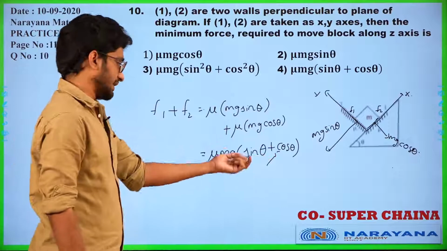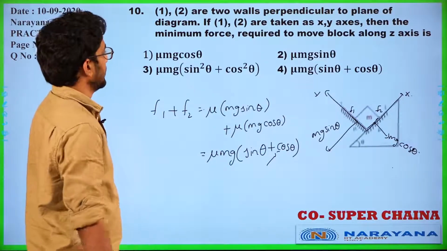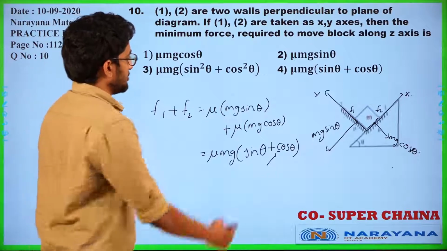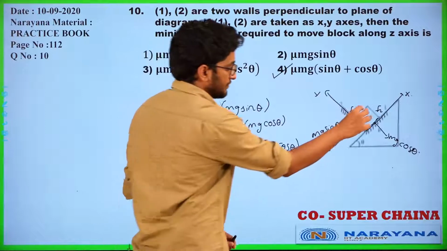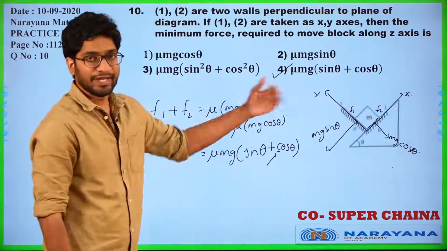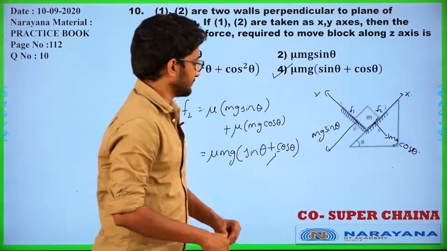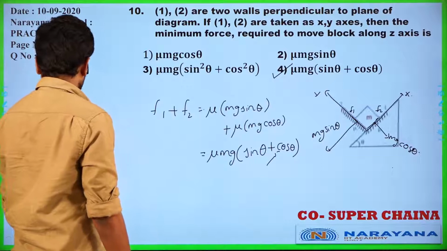So we should apply exactly the same force so that it starts moving. The minimum force required to move the block is mu mg into (sin theta plus cos theta) along the z direction. If you apply force along the z direction, equal and opposite frictions act along the minus z direction. Yep. Let's see the next question.